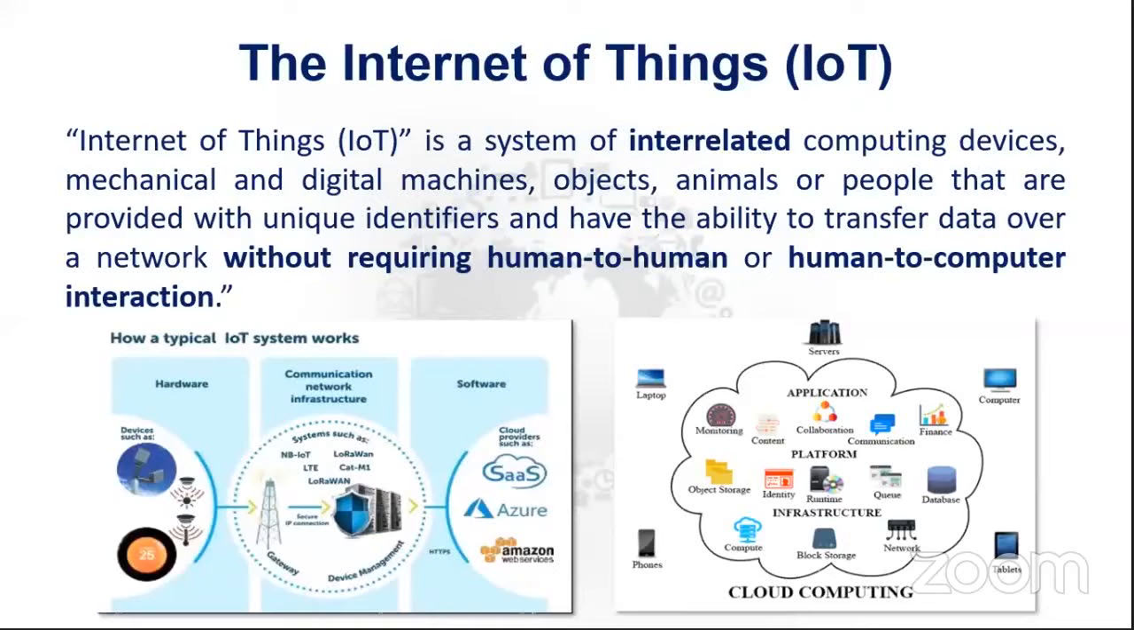Recently, there is a growing number of electronic devices that are connected to the internet and have the ability to transfer data over a network without requiring human to human or human to computer interaction. This system of interrelated computing devices, mechanical and digital machines, objects, animals, or people that are provided with unique identifiers is known as Internet of Things, or IoT.